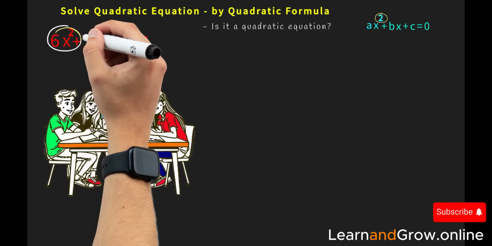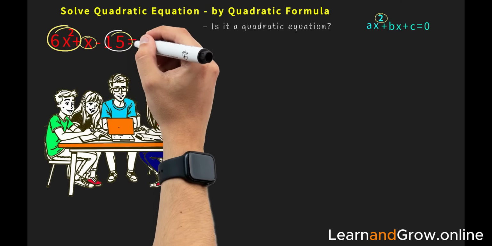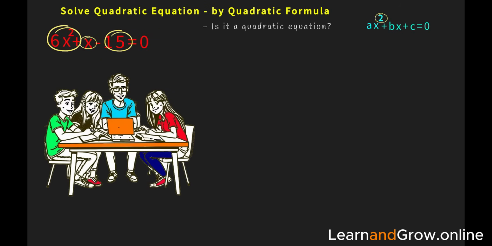We can see it has an x squared term, an x term, and a constant. The highest power of the variable is indeed 2. Also, in a quadratic equation, the coefficient of x squared cannot be 0, and here it is 6. So yes, we can confirm that this is a quadratic equation.